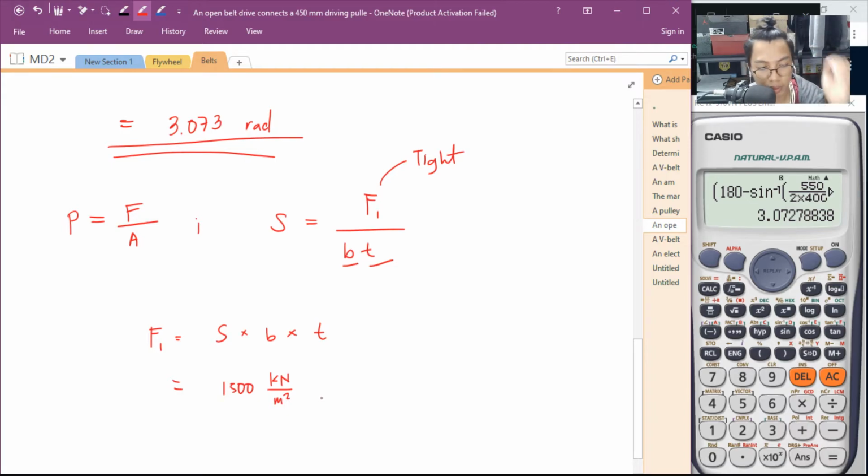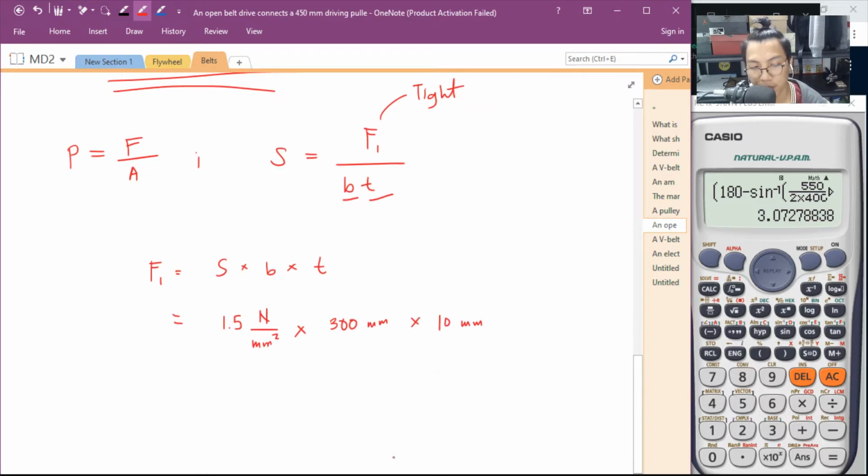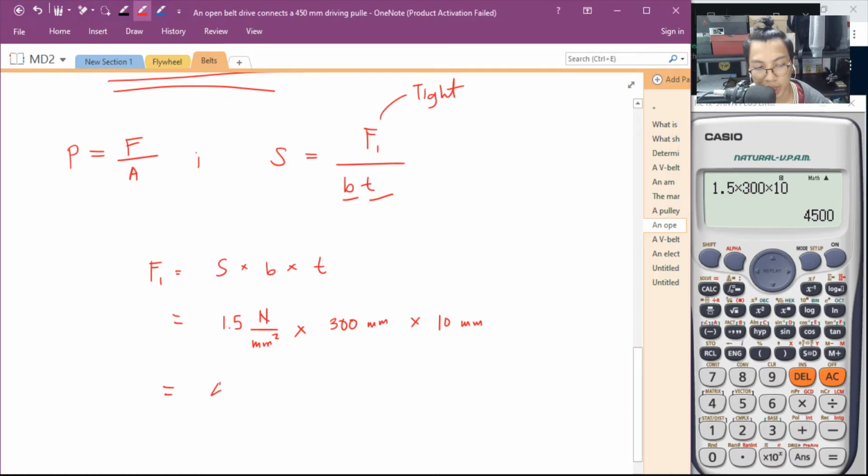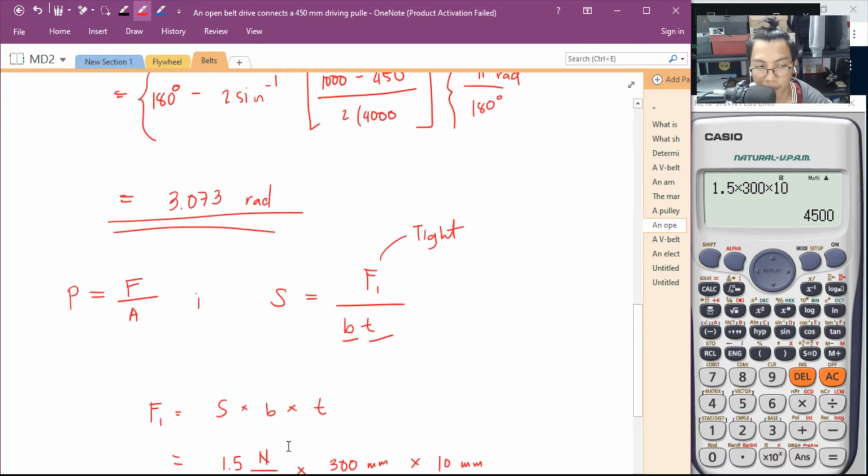Or, pwede na ganito. Okay? 1,500 or 1.5 MPa or Newton per millimeter squared. You multiply it with the B. Ano ba yung B mo dyan? Yung B natin dito is 300 millimeter. Yung thickness natin, ilan? That is 10 millimeter. We cancel yung same units, pareho millimeter, Newton ang lalabas. So, 1.5 times 300 times 10, that is 4,500 newtons on the tight side. O, yan yung belt. Yan yung force on the tight side.